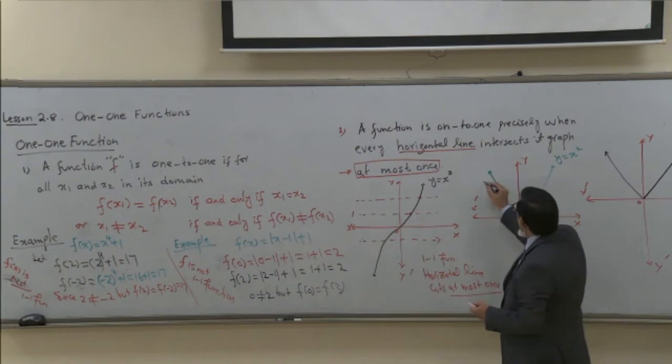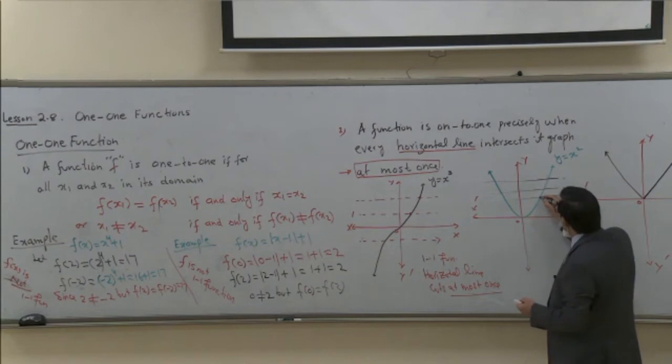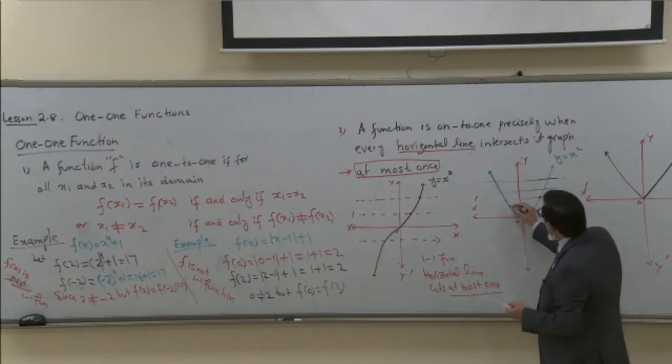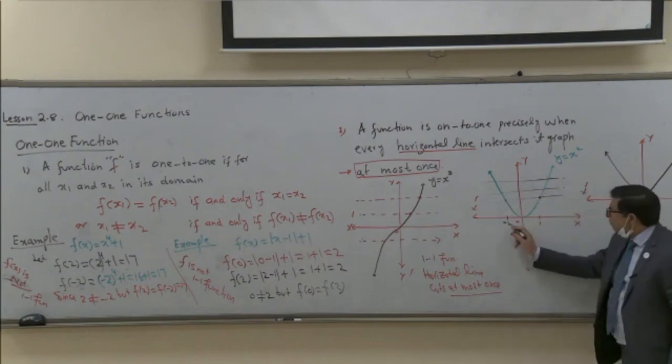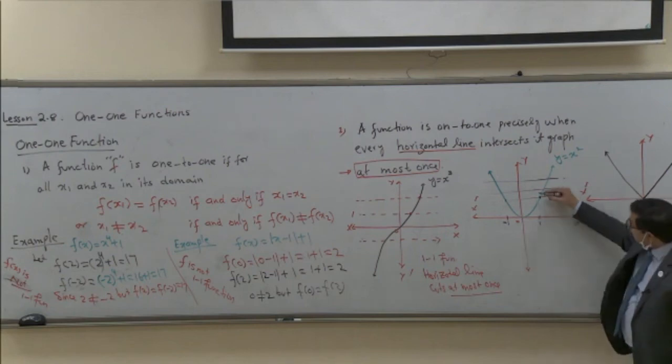We see when we draw this line, it cuts more than one point. One here and one here. It means here you have -1 and here we have 1. -1 and 1 are two different numbers, but the heights are the same.